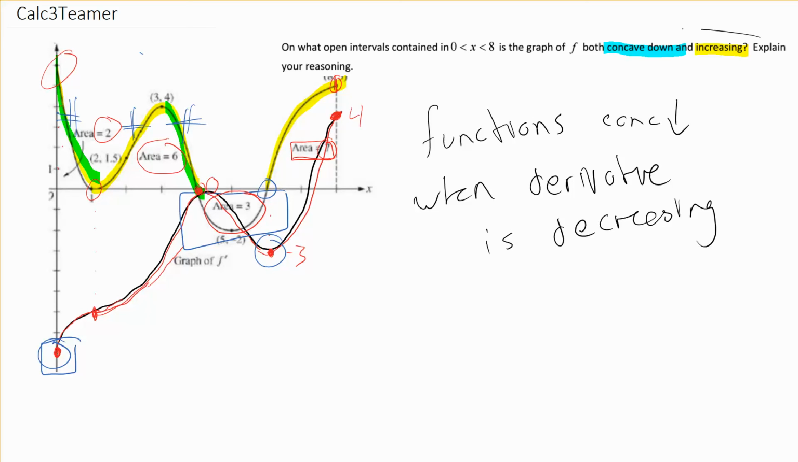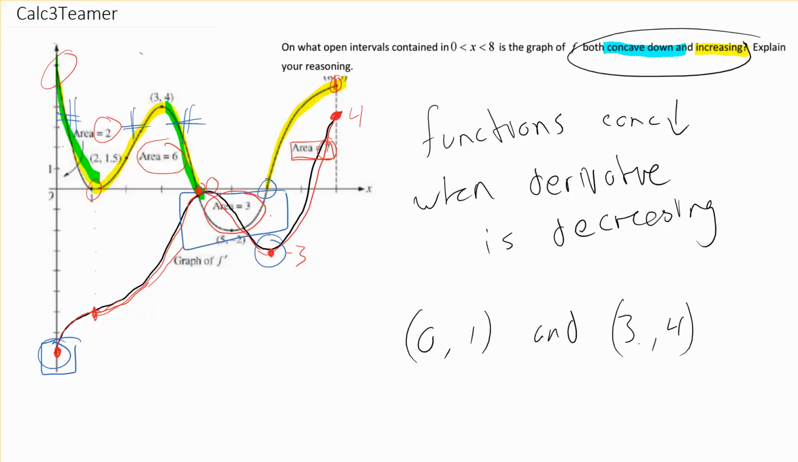It is concave down and increasing from 0 to 1 and from 3 to 4. That would be the open intervals. And I made them open with my parentheses. We can kind of see that here. Let's take a look. Increasing, concave down. And then increasing, concave down. I think I can really kind of see that.